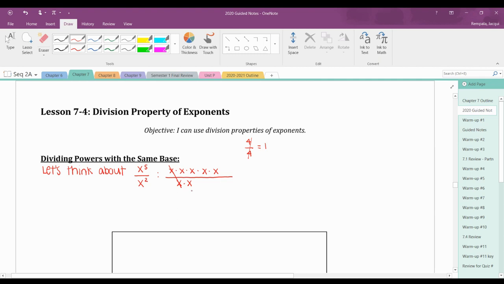Same thing here, x on the top, x on the bottom. I've run out of x's on the bottom. I've got 3 x's on the top. So writing that back into exponential form, I would keep the base of x, and there are 3 of them. So the question is, what did we do with the exponents?